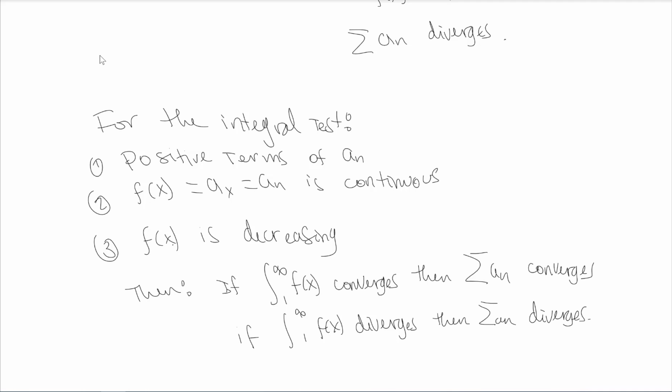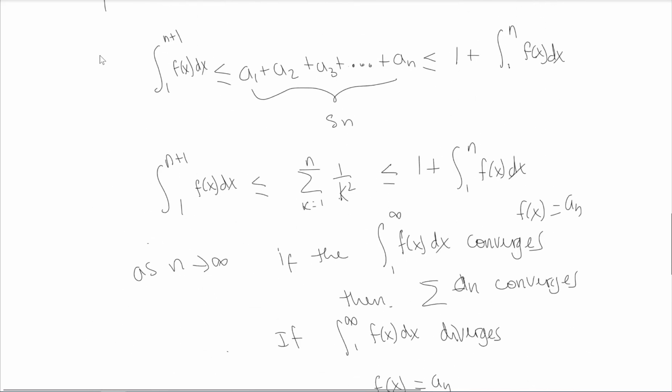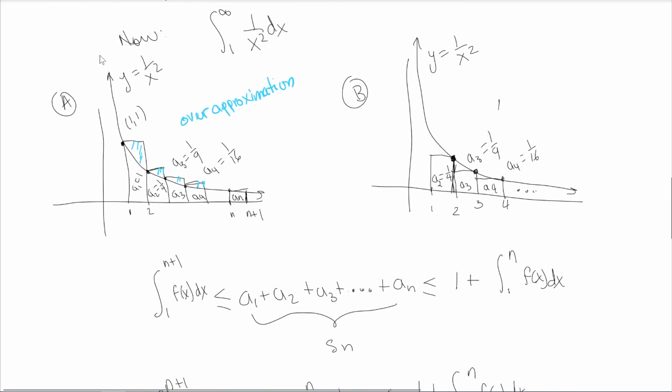And the reason that it has to be decreasing again is because of this under and over approximation inequality that we did over here. And I know that this may be a little bit hard to visualize, but if you go back and pause this video and really look at what's going on here. So here you're starting at a sub 1, so the 1 is included, and then a sub 2, a sub 3, a sub 4, all the way to a sub n. And the integral is from 1 to n plus 1.